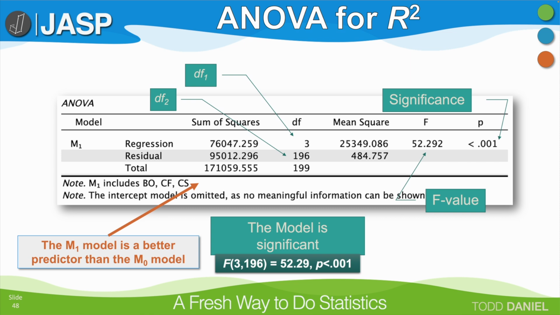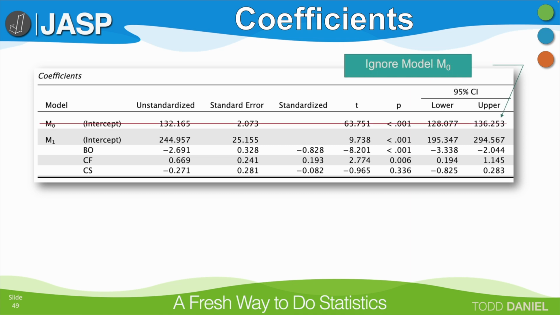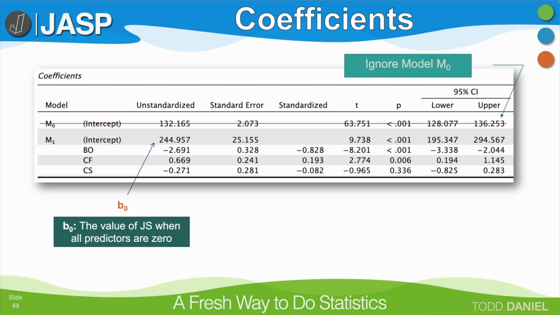But we're going to want to take a look at the coefficients for the model so that we can build that predictive equation. As we look at the coefficients, I'll note that we are not going to interpret model 0. We are only interpreting the coefficients for model 1. We have 2 kinds of coefficients, the unstandardized coefficients and the standardized. Let's start with the unstandardized coefficients. The b sub 0, or the y-intercept, is 244.957. That would be the predicted value if all of the other predictors, all 3, were 0.